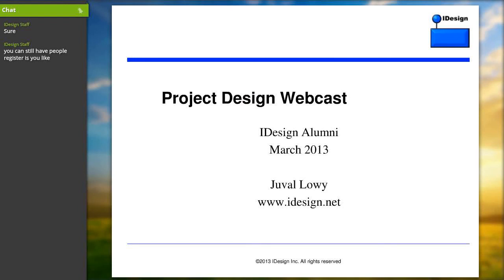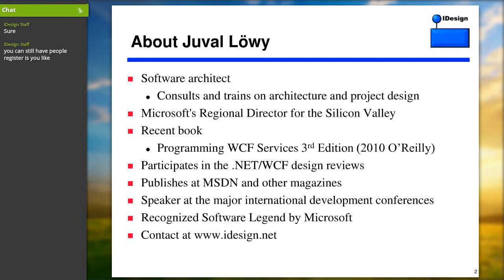So let me say a few words about myself. My name is Juval Lowy. I'm the principal of iDesign. At iDesign, we specialize in software architecture or system design, but just in breadth, we also do project design, which is the subject of today's webcast. I've also been fairly active with the Microsoft technology stack, published some 6 books, published lots of articles, and I speak at conferences. Microsoft recognized me as a software legend, something they've only given to about 6 or 8 people in the world so far. And I attribute a lot of that to my ideas, not just in software architecture, but also in project design, because you cannot succeed in software architecture without project design.